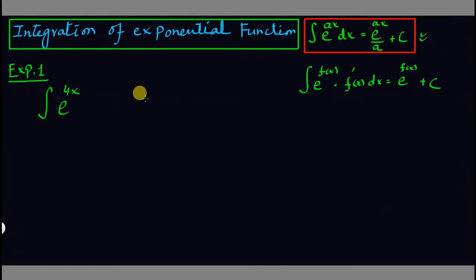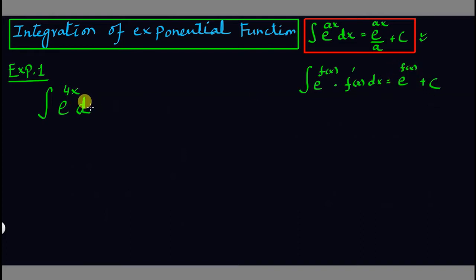Now we will discuss the integration of an exponential function. The two formulas are given here. Number one is the integral of e raised to power ax dx is equal to e raised to power ax over a plus c. Similarly, if you have e raised to power some function f of x and then f dash of x dx, then the answer will be e raised to power f of x plus c.